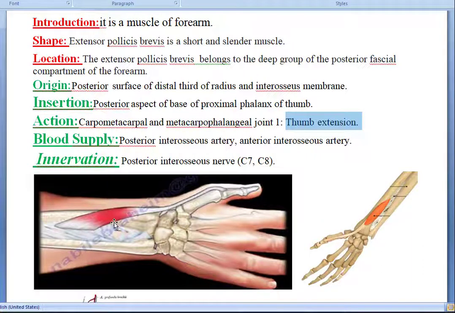Its action, at the carpometacarpal and metacarpophalangeal joints, is thumb extension. Whenever this muscle contracts, the thumb will move in this direction. So this is called the extension of your thumb.